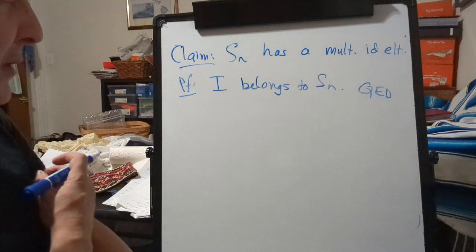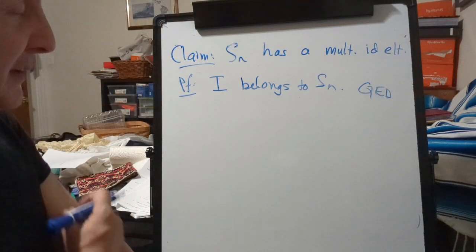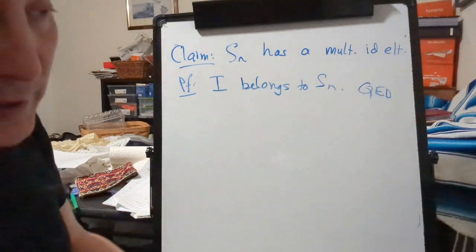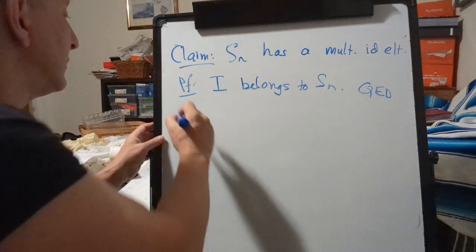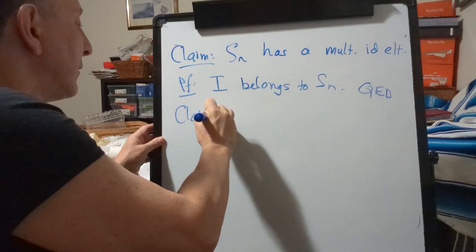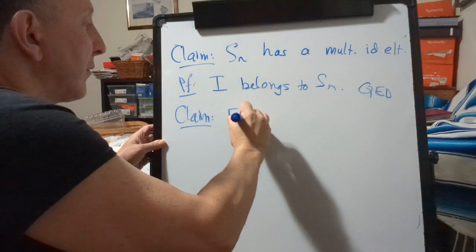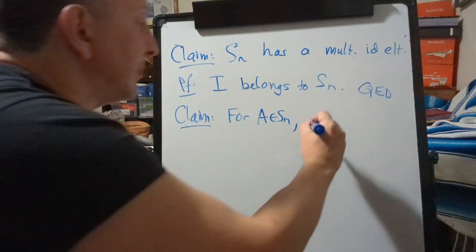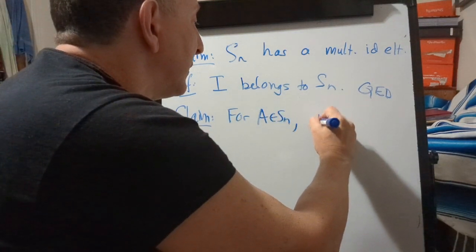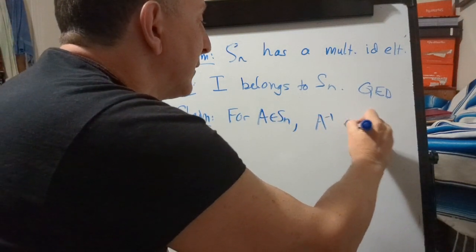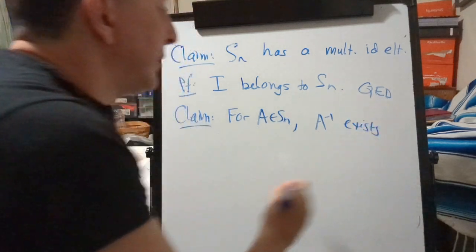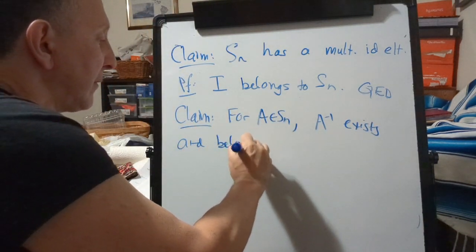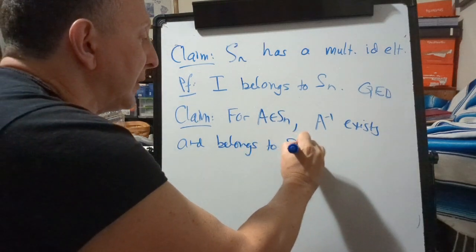So now we need to show that all the elements in Sn, all the permutation matrices, are invertible and that their inverses belong to Sn. So for A in Sn, A inverse exists and belongs to Sn.